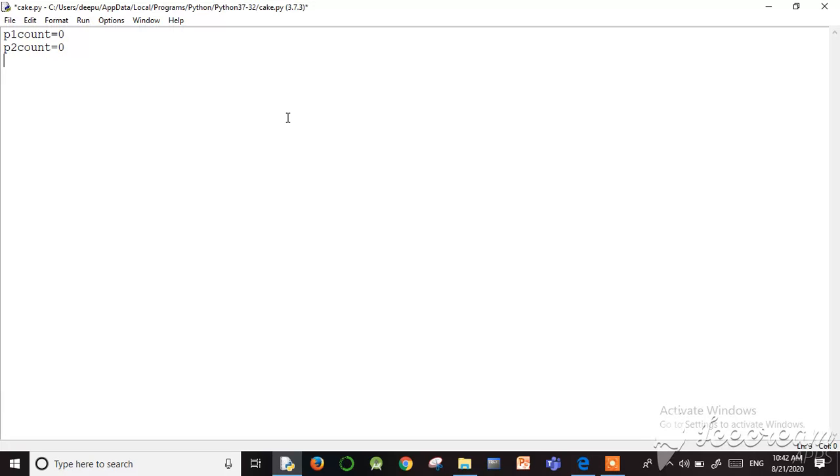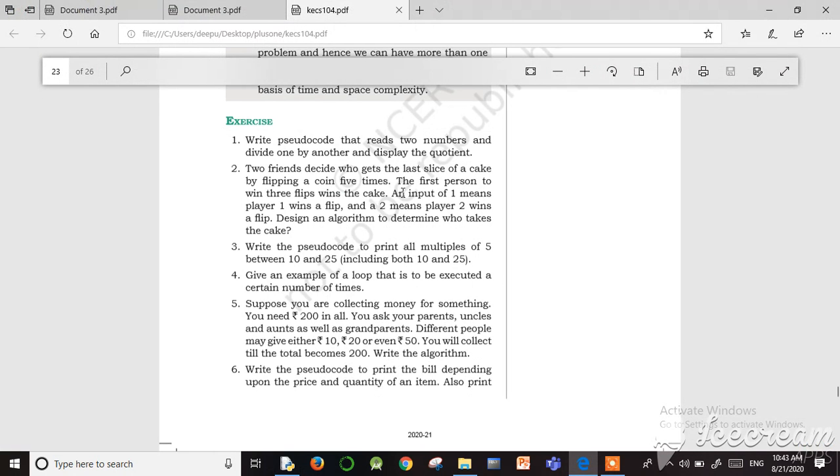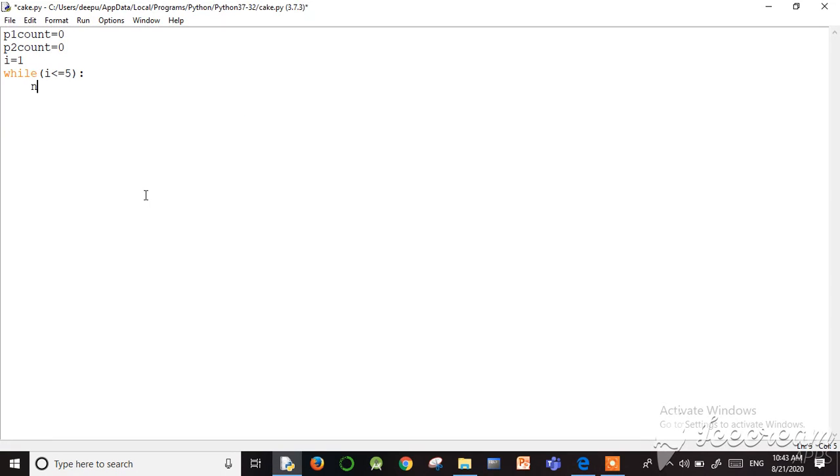In the question it is clear that there are 5 coin flips, so we need to move from 1 to 5. Initially I set one variable I to 1, then use a loop: while I is less than or equal to 5. It means that it runs 5 times. Inside the loop we need to get the input, so I take a number from the keyboard inside that loop.